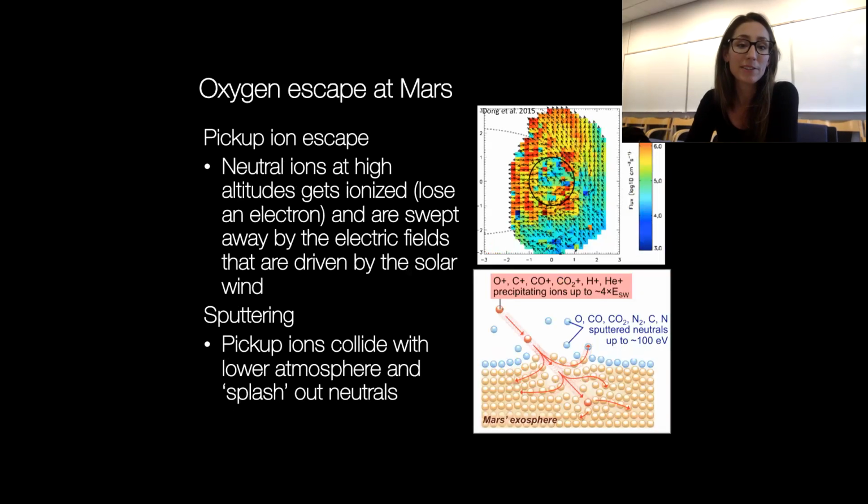We also have oxygen escaping via pickup ions. This is a plot by Yaxue Dong at Boulder. And these are the ions. Again, it's just oxygen minus an electron. The cool thing about ions is they observe electric and magnetic fields. And so unlike neutrals, they react to the solar wind, this interplanetary magnetic field that the solar wind drags off with it.